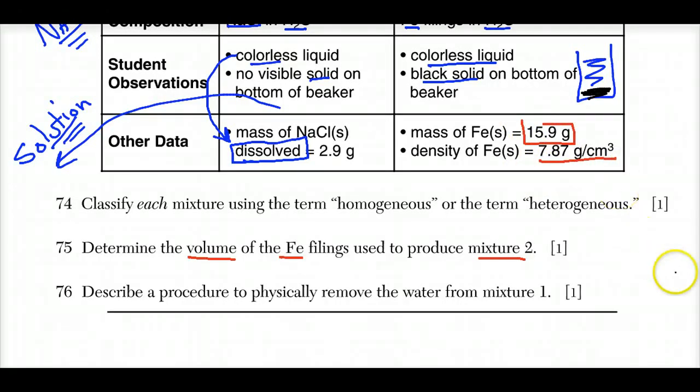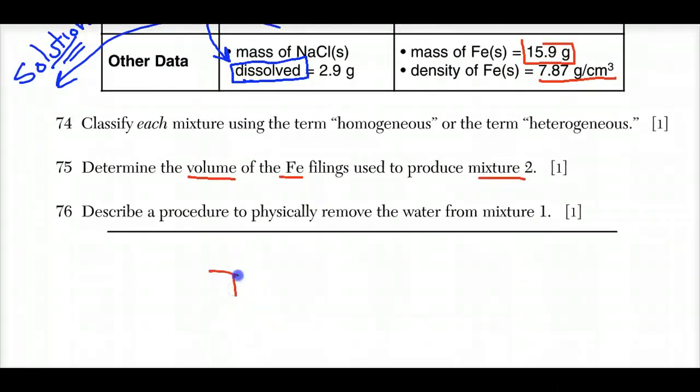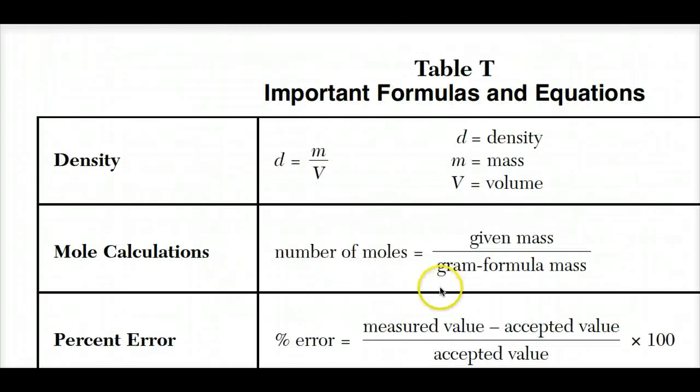And we should know that density is equal to mass over volume. Now, if you did not know that, believe it or not, there is an equation on Table T that shows you that. And here is Table T, and Table T shows you the formulas of some things you'll need to do some math calculations in this test, and one of them is density.